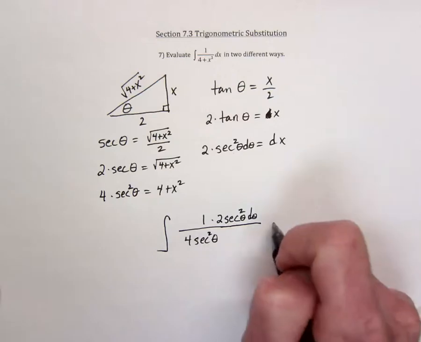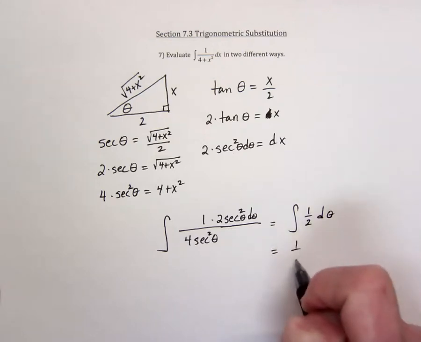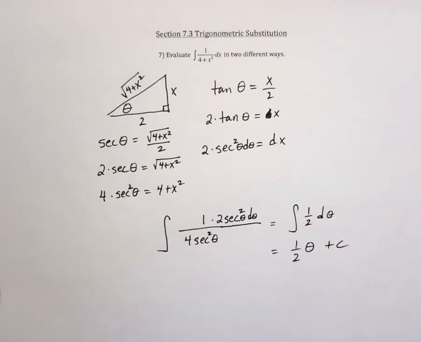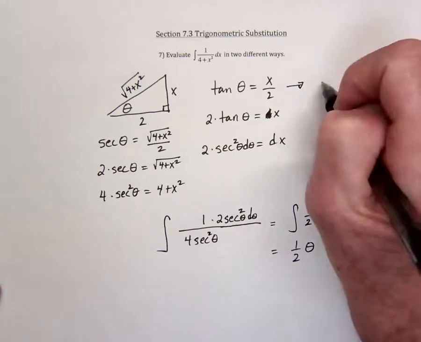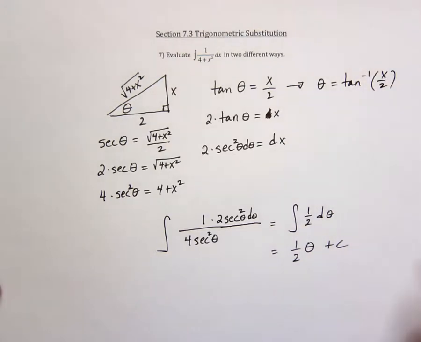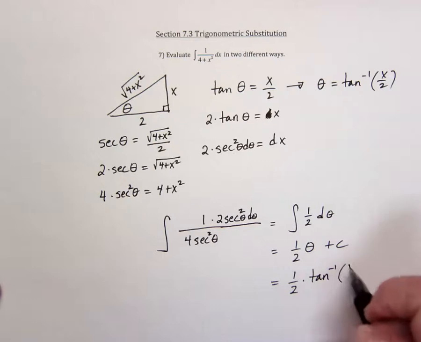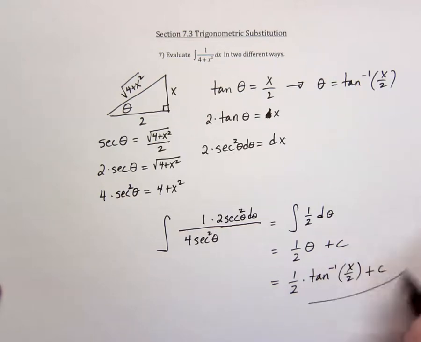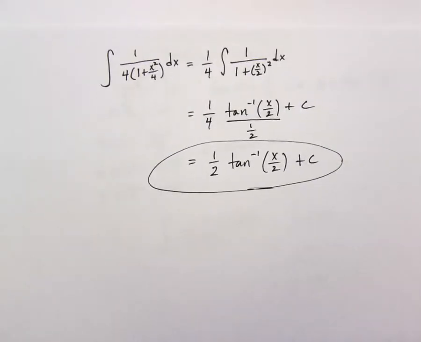So the only thing that's left is a half. So integrate 1/2 d theta. So that will be 1/2 theta plus c. Finally, we need to find out what theta is equal to. Just go over here and take tangent inverse of both sides. Theta is equal to tangent inverse of x over 2. So, according to this method, the answer is 1/2 tangent inverse of x over 2 plus a constant. Compared to what we got last time, which was the exact same thing.